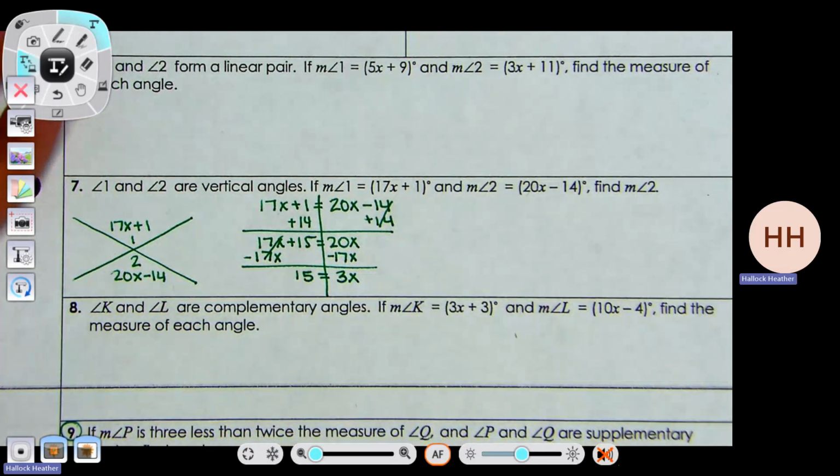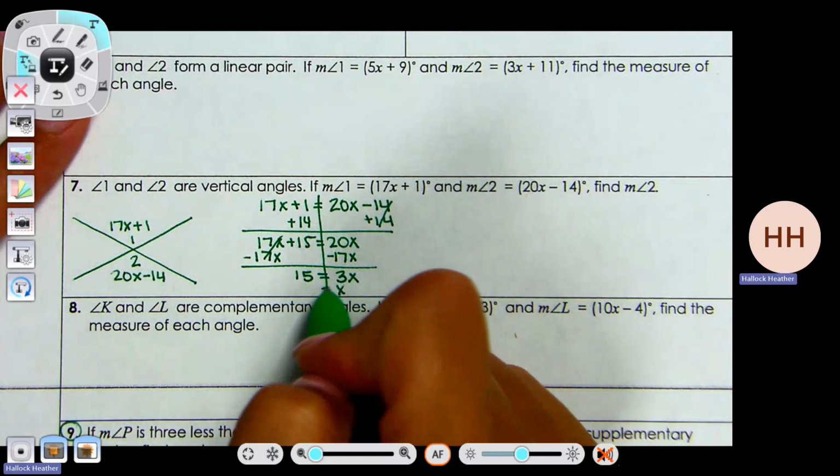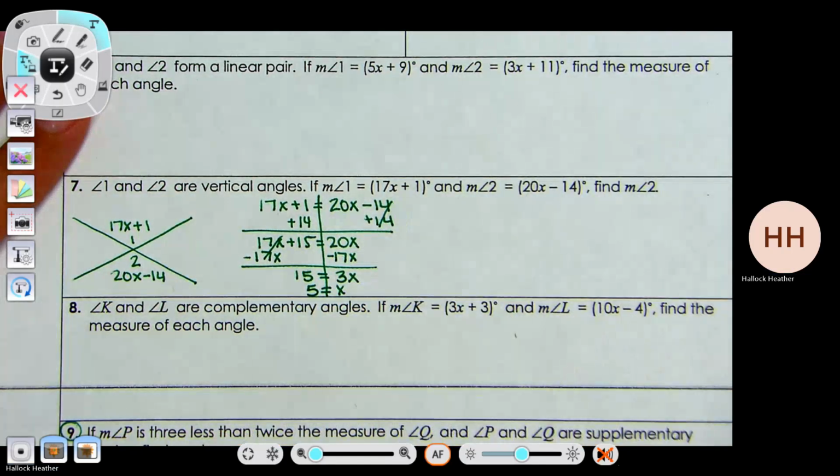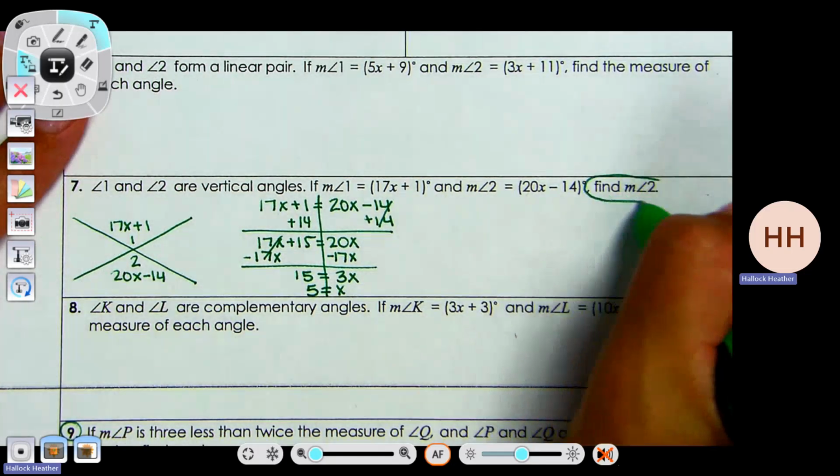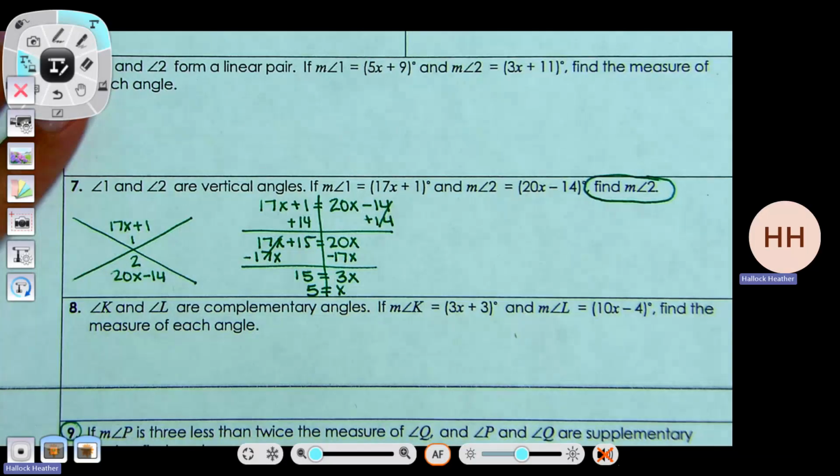And then divide, I get 5. So x is 5. And then it doesn't say find the value of x. It says find the measure of angle 2. So I need to substitute it back in. I need to plug it back in. I don't need to plug it into both. I just need to plug it into angle 2.